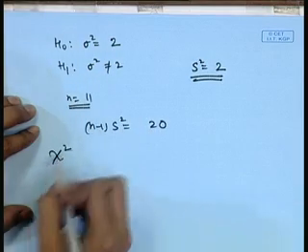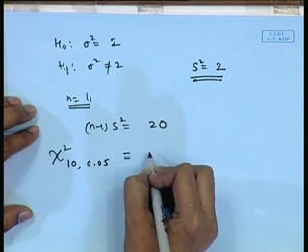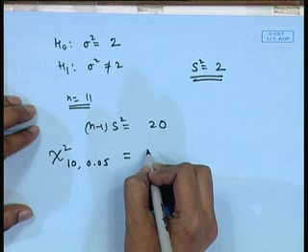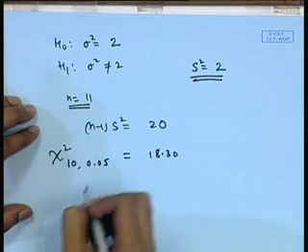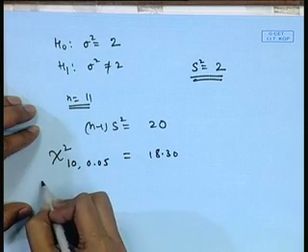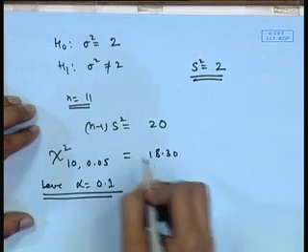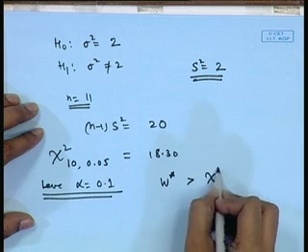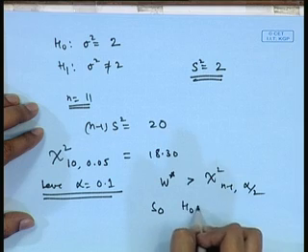Now, you look at the chi square value on 10 degrees of freedom at 0.05. Now, this value chi square 10 at 0.05 is equal to 18.30. So, here if I am considering level alpha equal to 0.1, then you are seeing that your W star is greater than chi square n minus 1 alpha by 2. So, H naught is rejected.